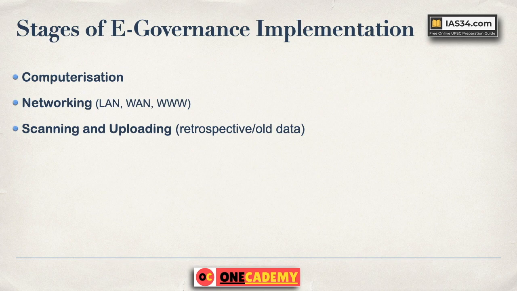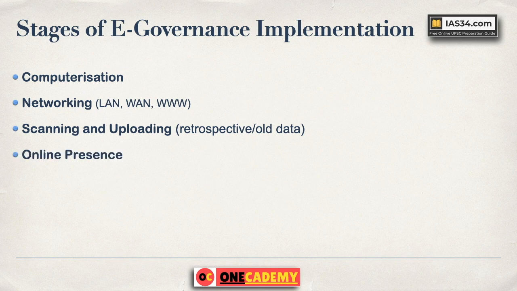Then you have to scan and upload retrospective or old data. What does it mean? For example, your office has been working since maybe independence, so all those files are lying there. If you do not digitize them, what if somebody asks for those old files, for example, a court case is going on, and the court asks for some old data, so you'll have to again go through that file. So your e-governance is only half implemented, half is still normal snail governance, right? So you have to scan the old data and upload it in your new e-governance network, the computers.